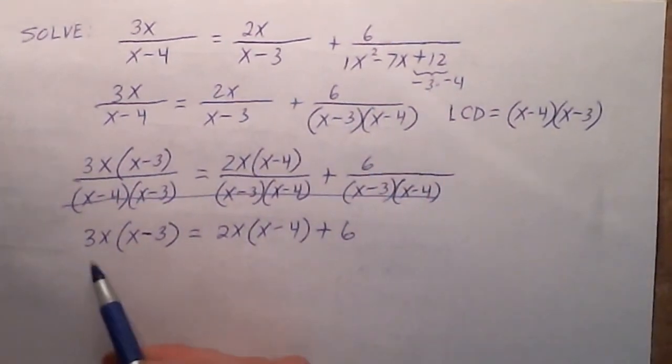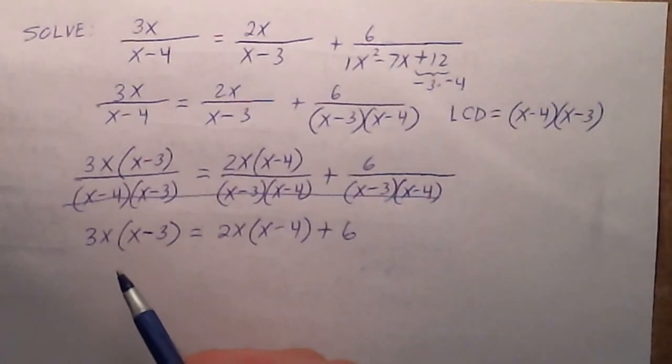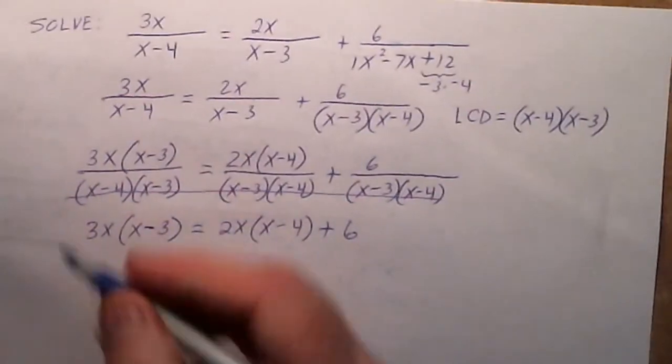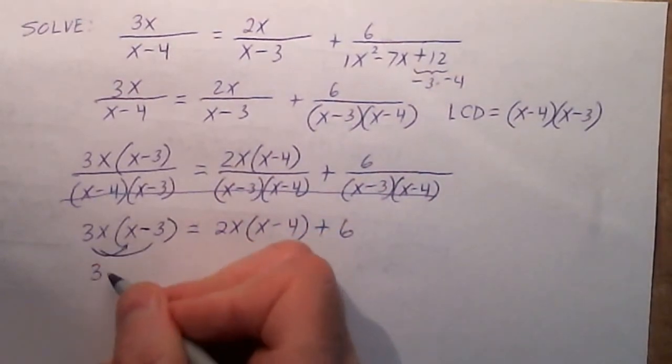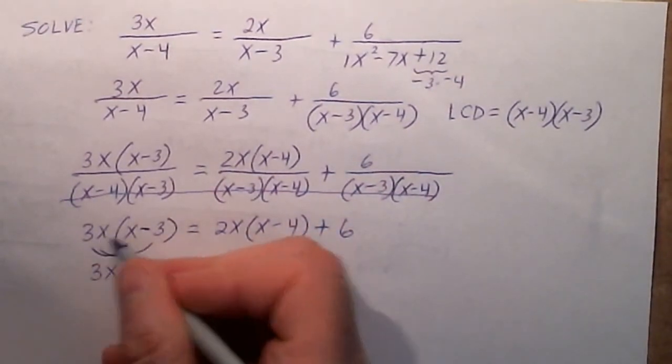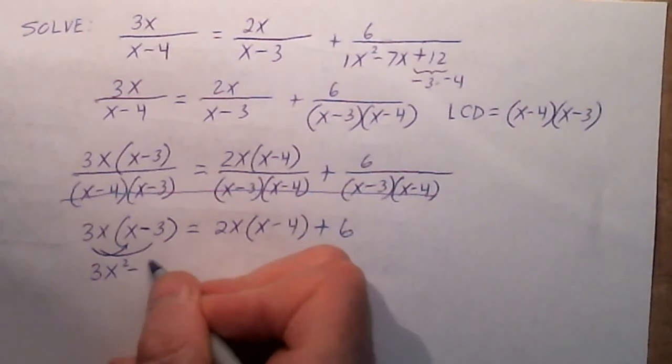So this is the equation that we have to solve. We distribute the x inside the parentheses here. So 3x times x is 3x squared. 3x multiplied by a negative 3 is a minus 9x.